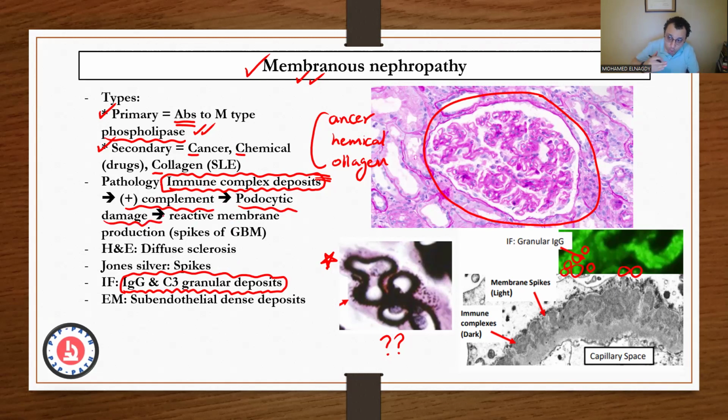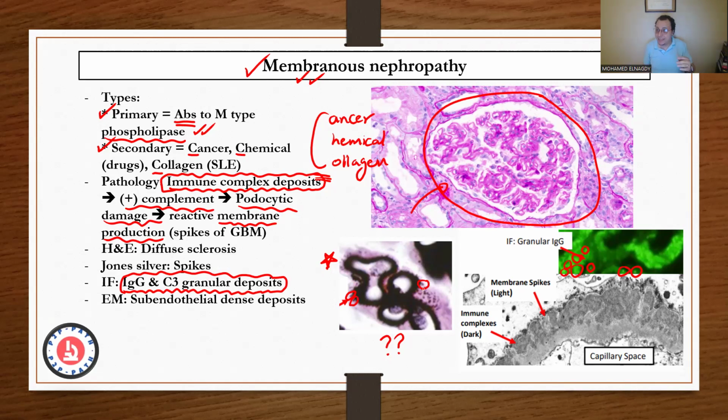The chronic damage to the podocytes will cause a kind of reactive healing. You try to heal, so you produce and deposit new membrane, because this is chronic damage. This is what leads to the thickening of the membrane that you see on H&E. And when you do Jones silver stain, the reactive membrane deposits will look like spikes around the lumens. Lumens with spikes.